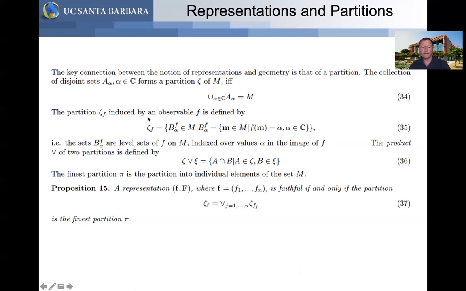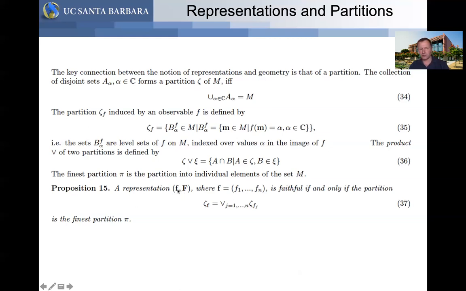If we have an observable F, then we get a partition. How? Well, we take the level sets of F, so all the sets such that for each individual set, if you choose elements of that set, F of M is alpha. So a level set is just a set in which the function itself is constant. And clearly, that set of sets satisfies this condition, so it's a partition. And another important concept is that if we have two different partitions, then if we form the set of intersections of sets in each individual partition, we get another partition. And then we can define the finest partition, which is the partition into individual elements of the set M.